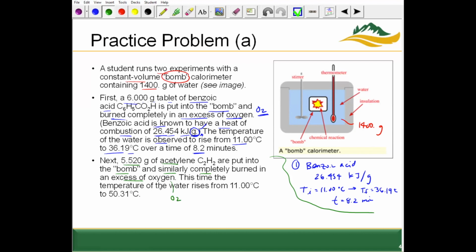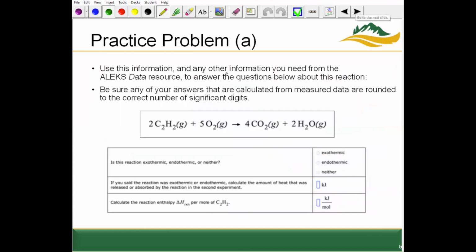This time the temperature of the water rises from 11 degrees Celsius all the way up to 50.31 degrees Celsius. So these are the two experiments that the student does, then uses this information and any other information we need to answer, is this exothermic, endothermic, or neither?